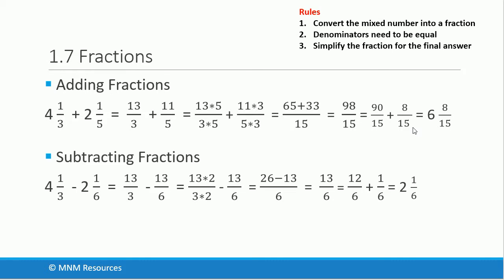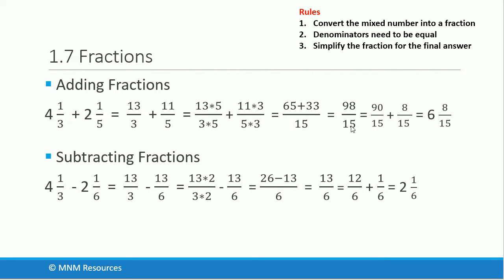Now, you may wonder, how did I decide that I can split this fraction into 90 by 15 and 8 by 15? So this comes with a little bit of practice. So you've got to work out, using this bigger number in your numerator, what is the closest whole number that you can divide 90 by?